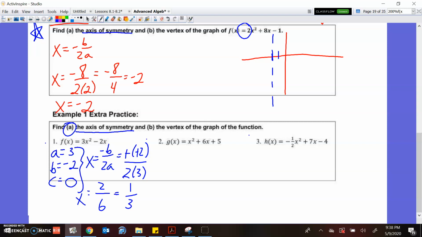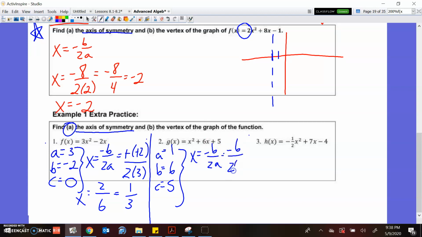All right, now let's try number 2. My a value here is 1, my b value is 6, and my c value is 5. So when I put these together, x equals negative b over 2a, which is going to be negative 6 over 2 times 1. So x equals negative 3. All right, that's my axis of symmetry for that one.